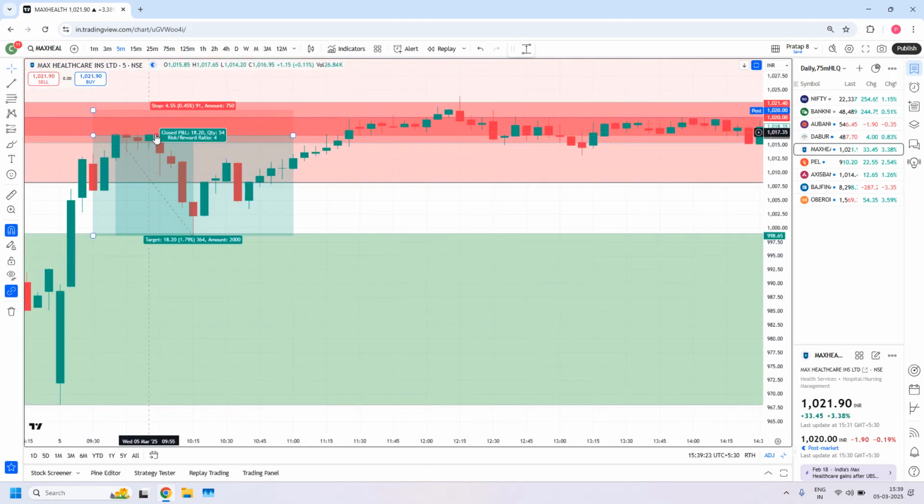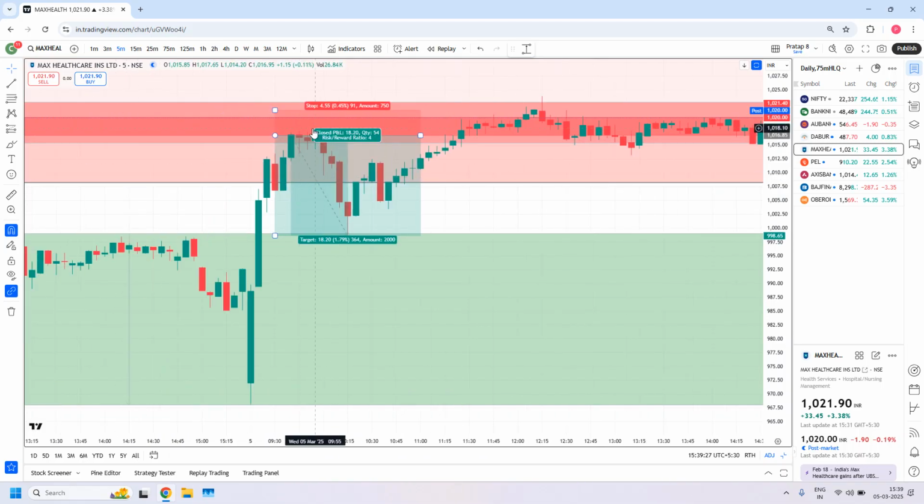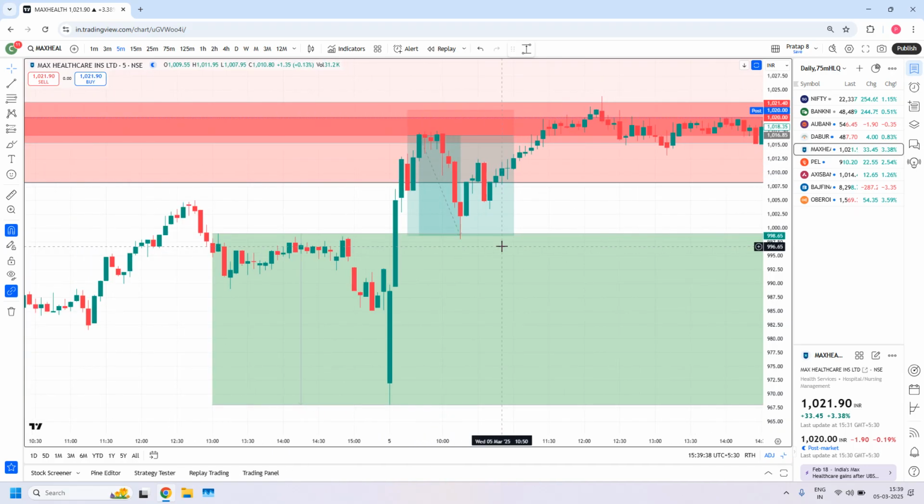Prices stayed here for some time. That means you would not have missed this trade at all. I'm sure everybody should have executed this trade. We got it. And what about the target? And today it is quite tricky.